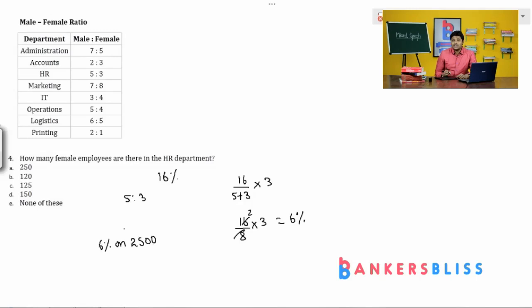So how you calculate 6%? 1% into 6 or 5% plus 1%. See here, it is very easy to calculate 1% into 6. So therefore you calculate in this manner. 6% means 1% into 6. So which is equal to 25 into 6. So 25 into 6, which is equal to 150.